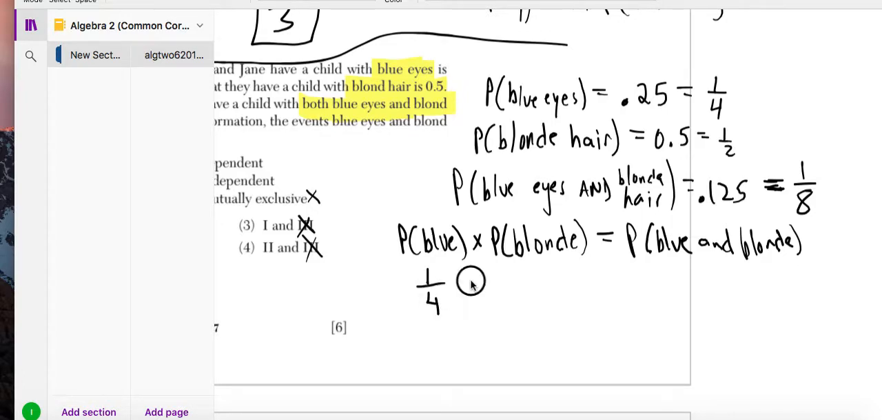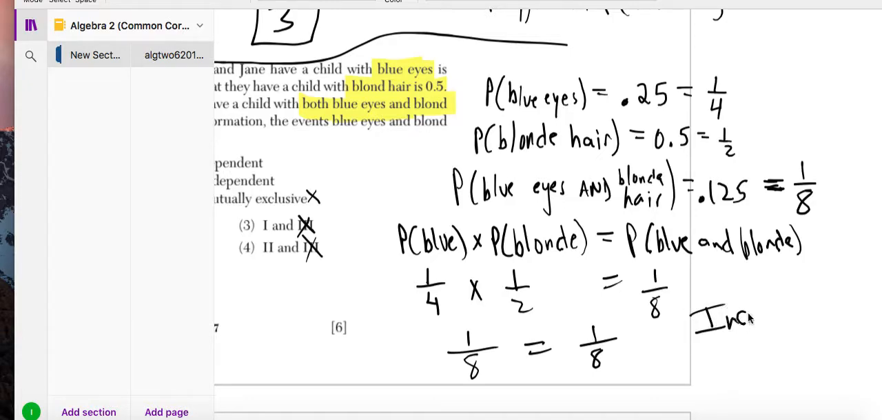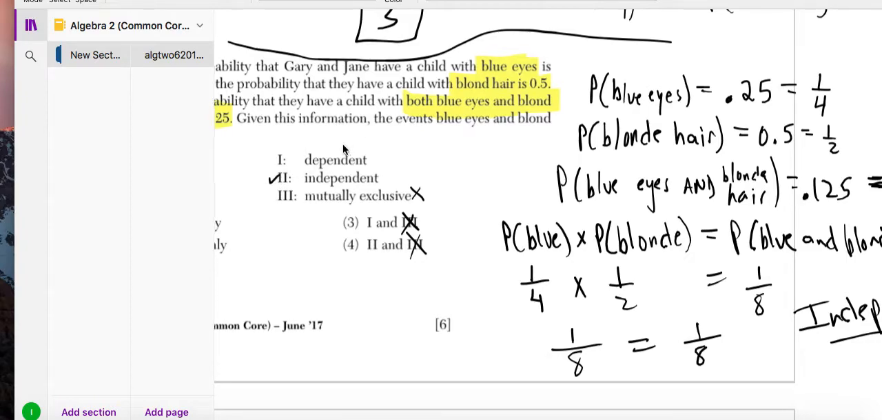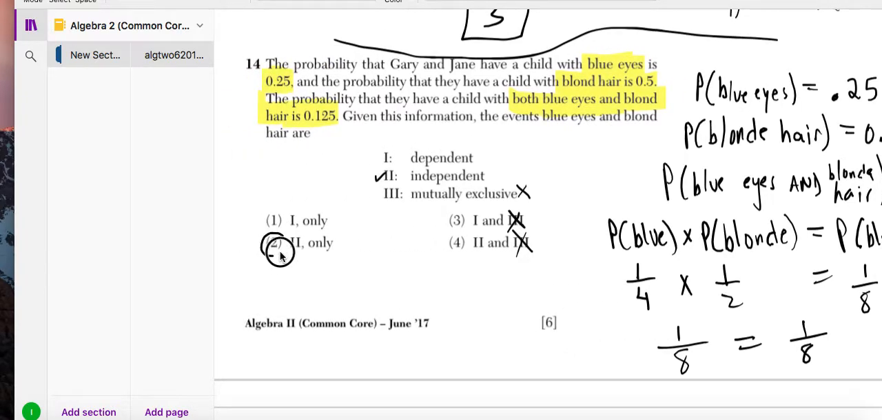Blue has a probability of 1/4. Blonde has a probability of 1/2. And we want to know if the probability of both is 1/8. If I multiply the numerators, I get 1, and multiplying the denominators, I get 8. 1/8 is equal to 1/8. So therefore, the two are independent. All right. If they were not equal, it would have been dependent. So option 2 is true. So that means it's choice 2 for 2 only. And choice 1 clearly is false because you can't have independent and dependent at the same time.